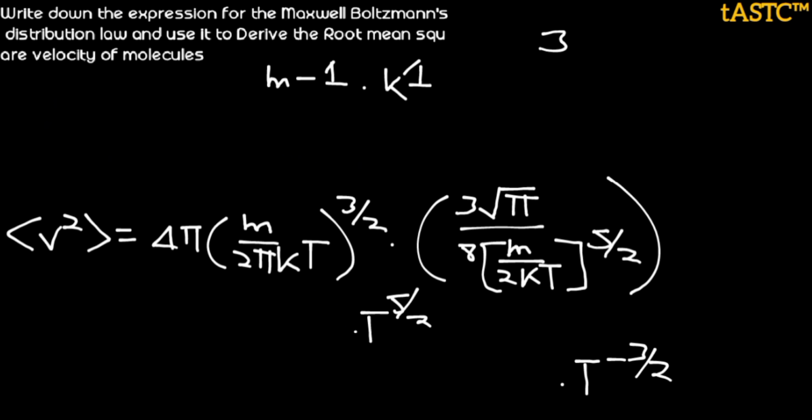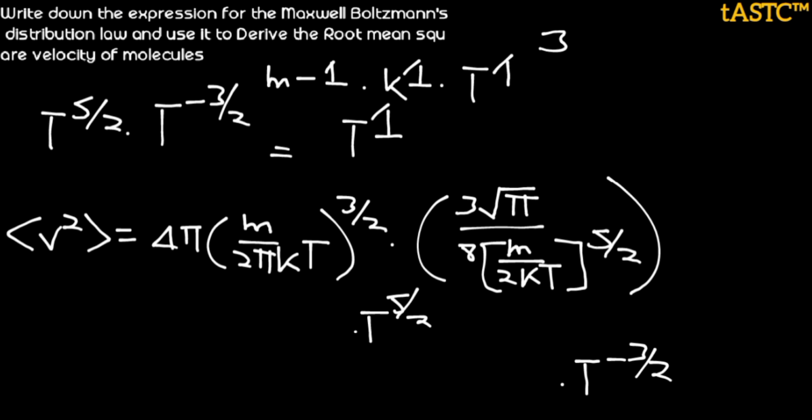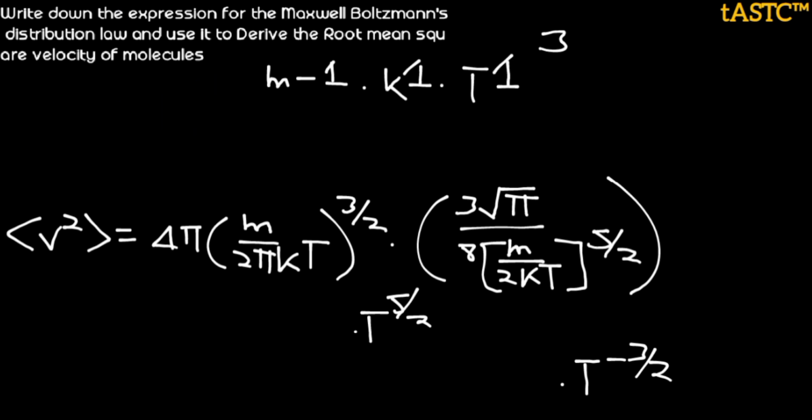Now we need to go to the last one, which is t. So that is going to be t to the 5 halves multiplied by t to the negative 3 halves, which still gives us t to the power of 1. So here we're going to have t to the power of 1. So basically we have been able to get all the terms from this part.